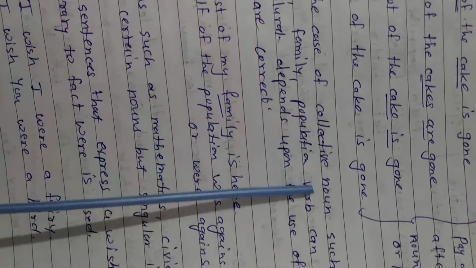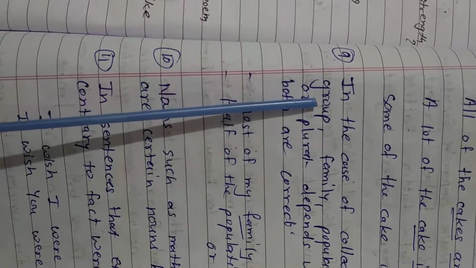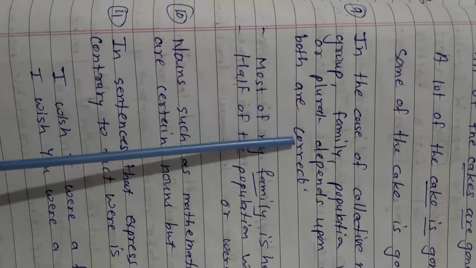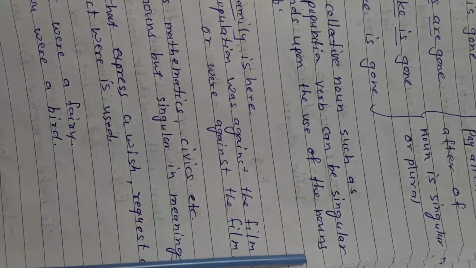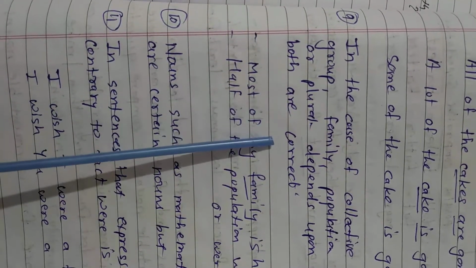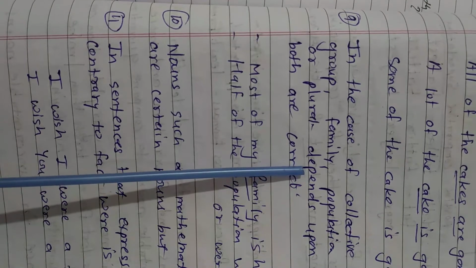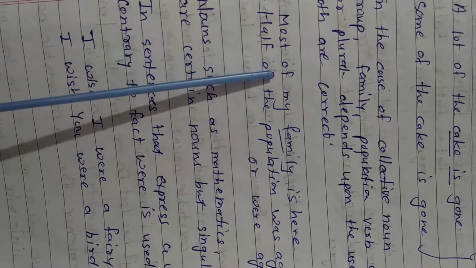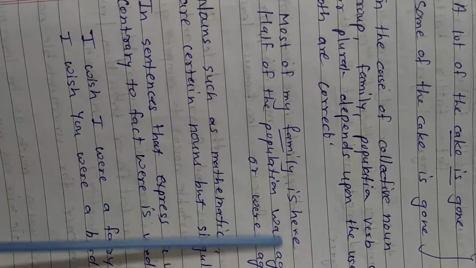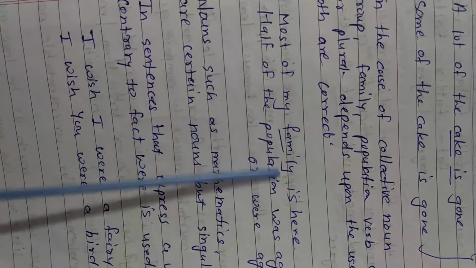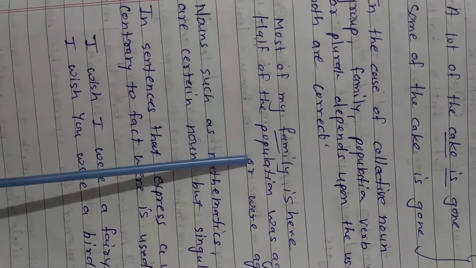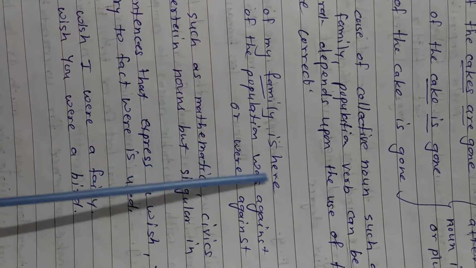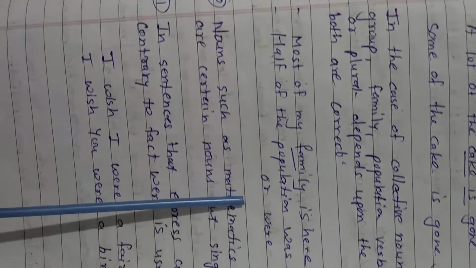So next rule 9. In the case of collective noun such as group, family, population, verb can be singular or plural, depends upon the use of the nouns. Both are correct. कैसे? Collective noun, group, family, population. So depends how it is used. As an example, most of my family is here. So how it is used, accordingly you have to put. Half of the population was against, or were, either was or were you can use. So it depends how you are using that.